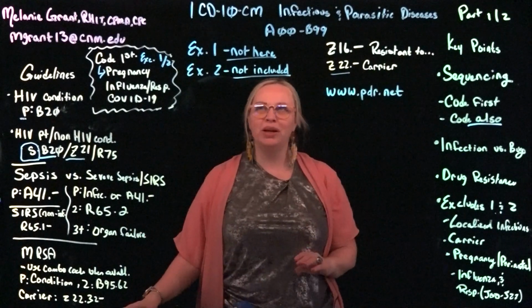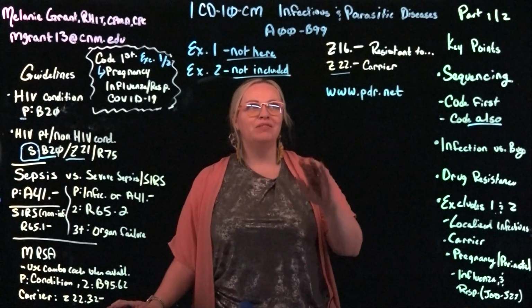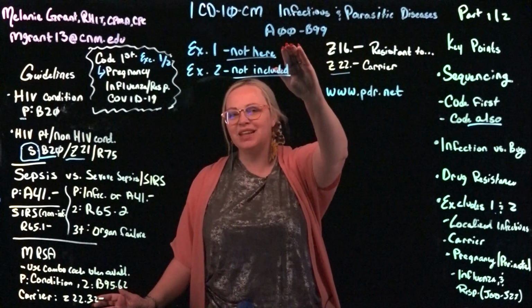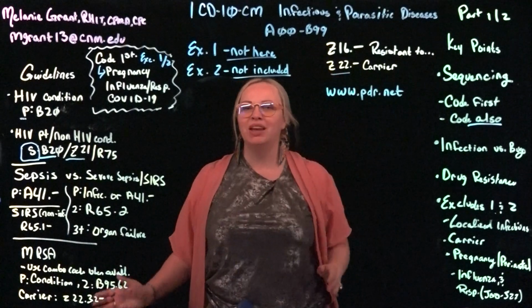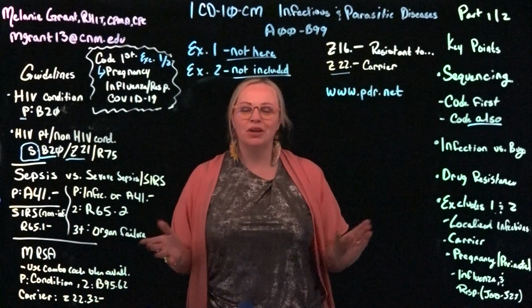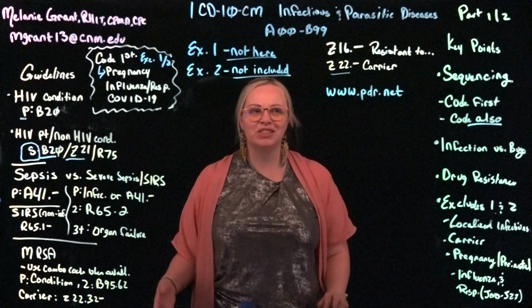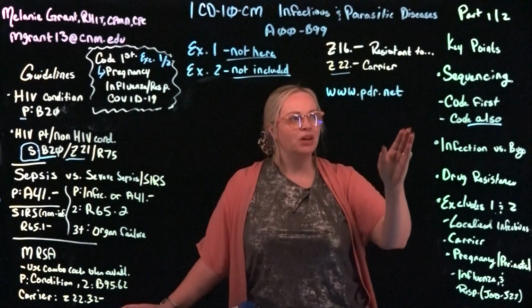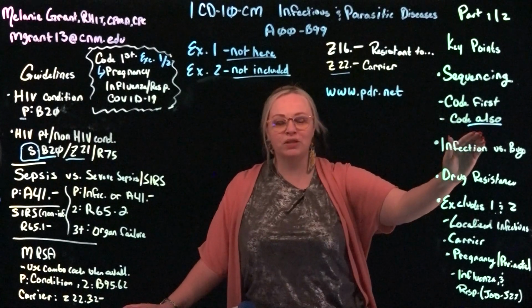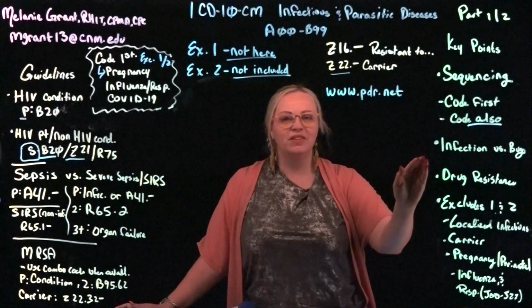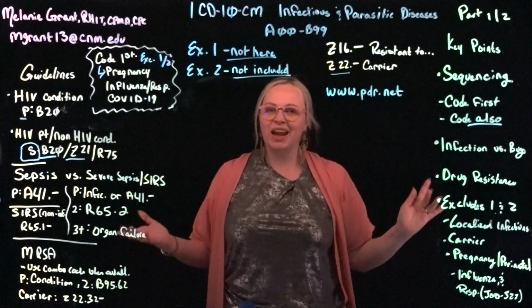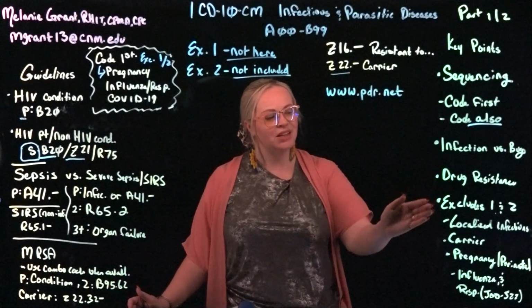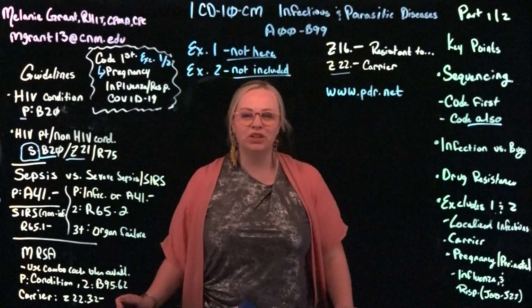Today we're looking at coding with ICD-10-CM Infectious and Parasitic Diseases, Coding Chapter 1 for A00 through B99. This is part one of two parts for this video where we talk about infectious diseases. We're going to be looking at our key points for sequencing, looking at code first versus code also or use additional, the differences of coding with an infection and a bug, what to do when we have drug resistant, and how to look at some of those exclude 1 and 2 codes.